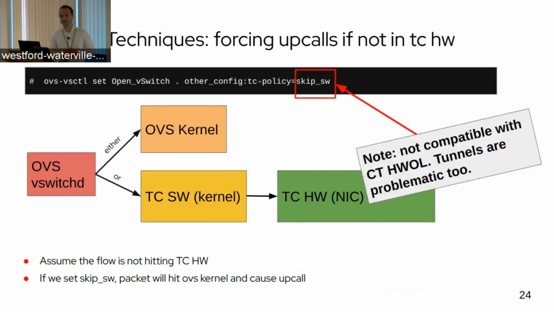And then there's again a caveat. This technique is not really compatible with CT hardware offload, because tunnels are also problematic. If you put skip software, then that feature will not really work at all in hardware, so you can't really debug it. You actually need the software part for that to work properly.